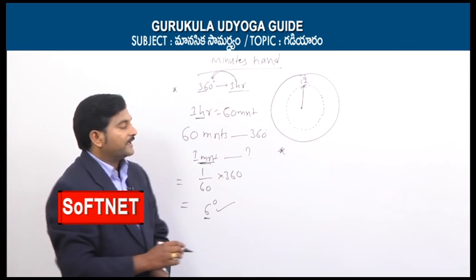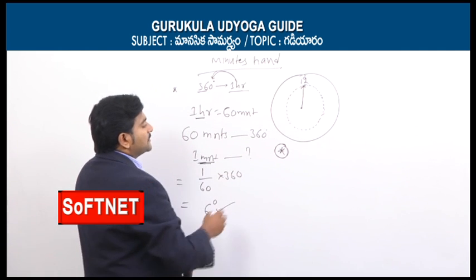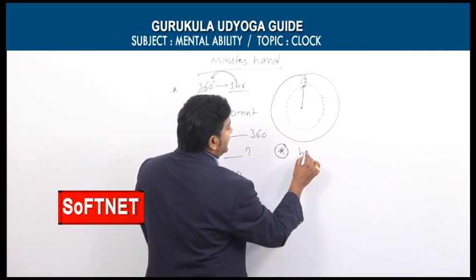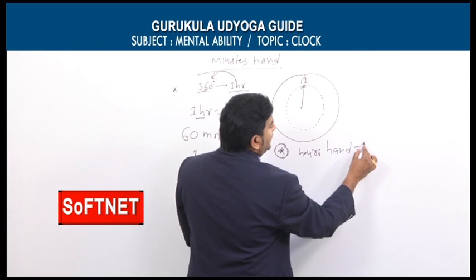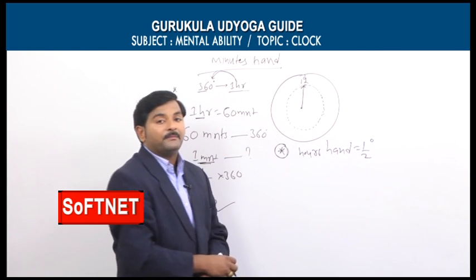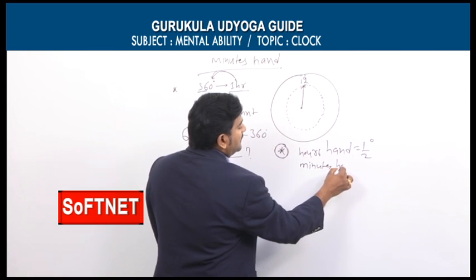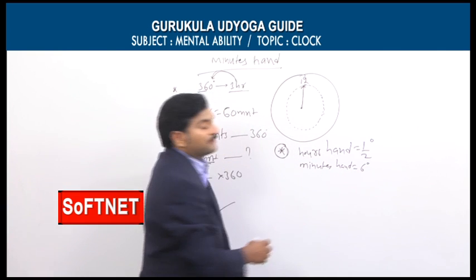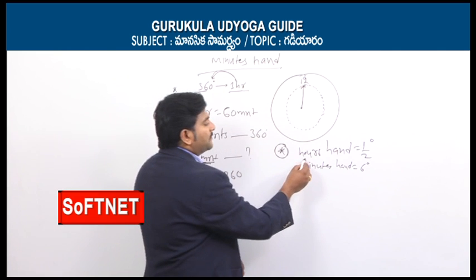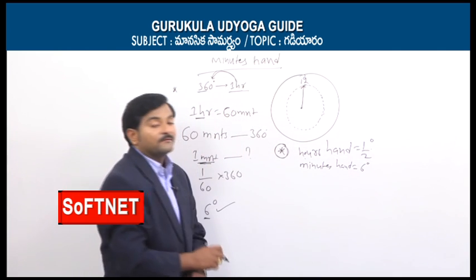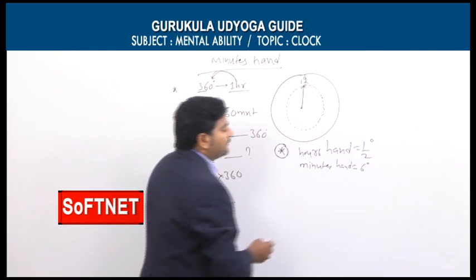So based on these 5 points, again there is a previous question. We will focus on this previous question. If you talk about hours hand, hours hand can make half degree in the span of only 1 minute. Similarly, minutes hand can make 6 degrees in the span of 1 minute. So these are the 2 important points.